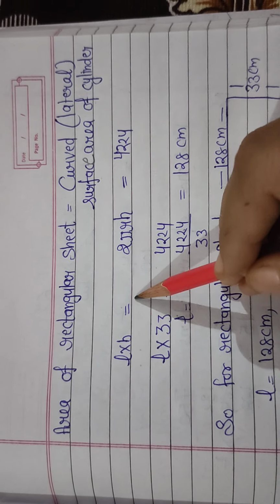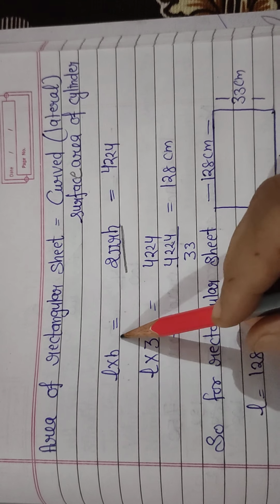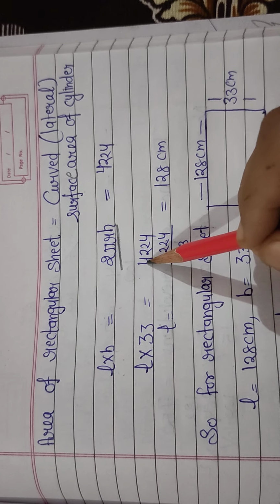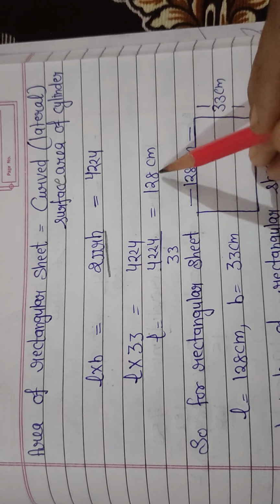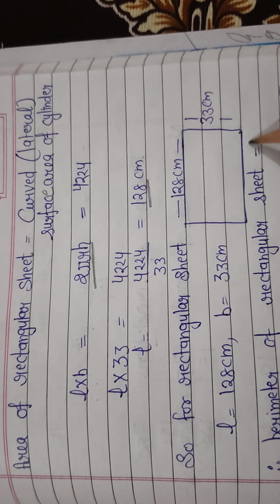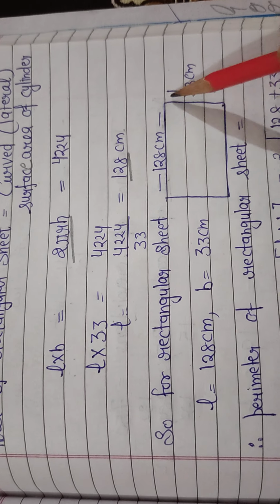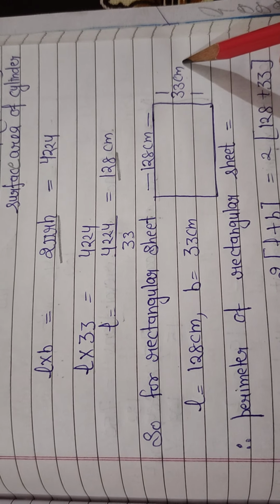Now L into B means 2 pi RH, which is 4224. L into B, the value of B is 33. L into 33 is equal to 4224. The value of L is 4224 by 33, means 128 centimeter. Now this is a rectangular sheet. 128 centimeter is its length and 33 centimeter is its breadth.